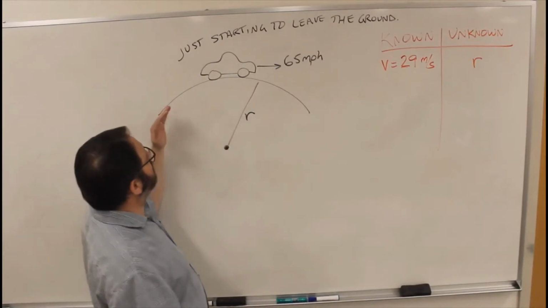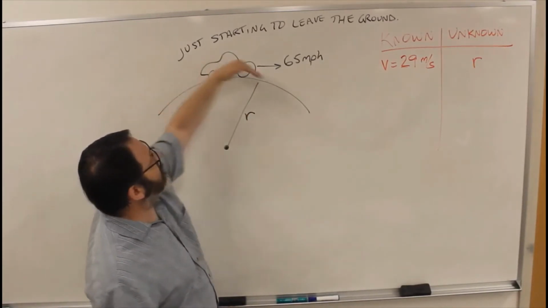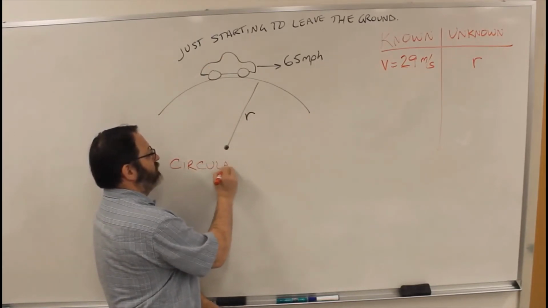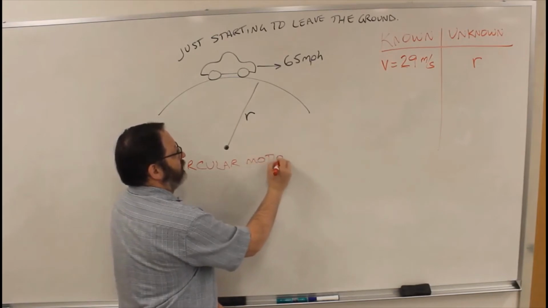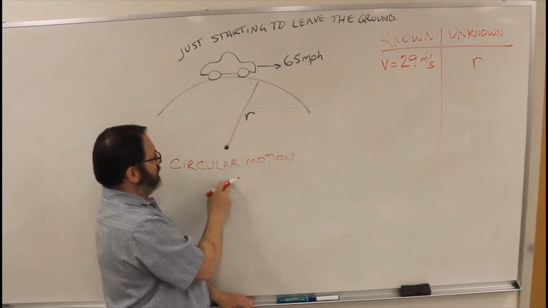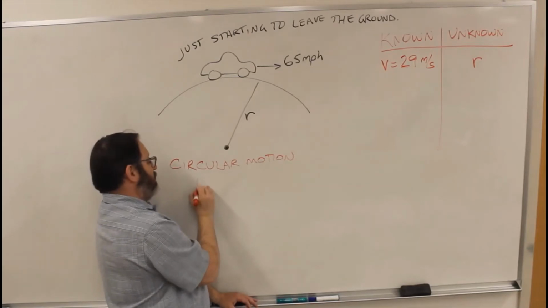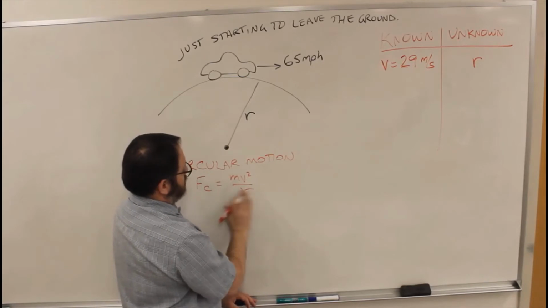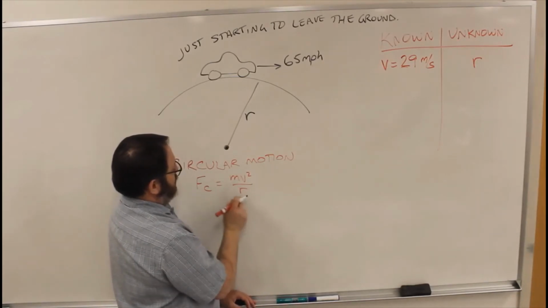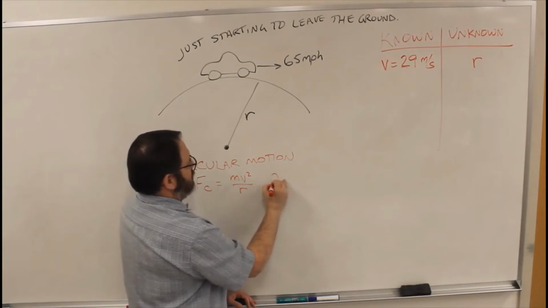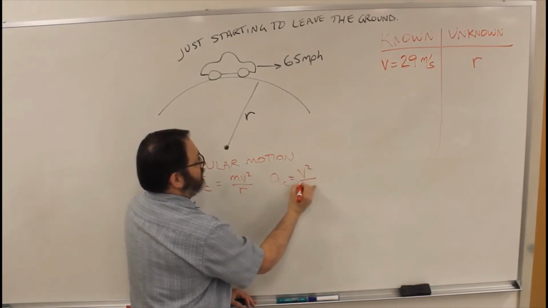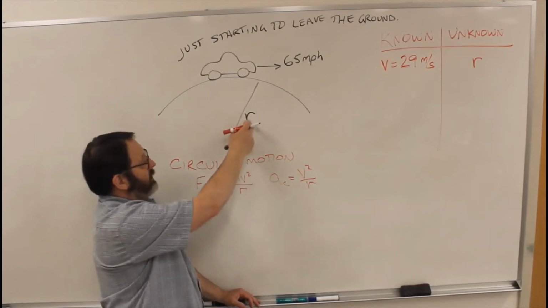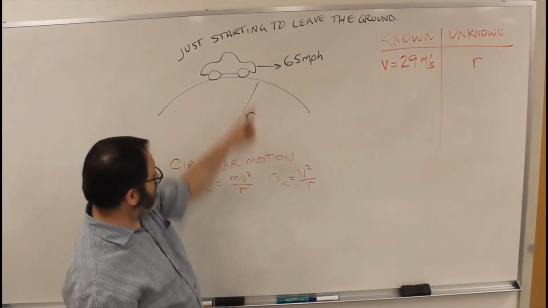All right, so what else do we know? You know what this looks like? There's a radius here, there's a curve. This looks like circular motion. So we're going to try using circular motion. With circular motion, I know centripetal force is mv squared over r. And I know centripetal acceleration is v squared over r. Those might come in handy. I have an r. Oh, I have a v. I have a v and an r.